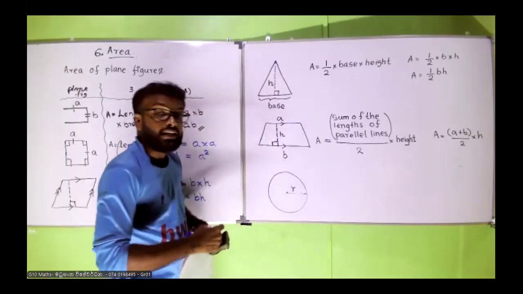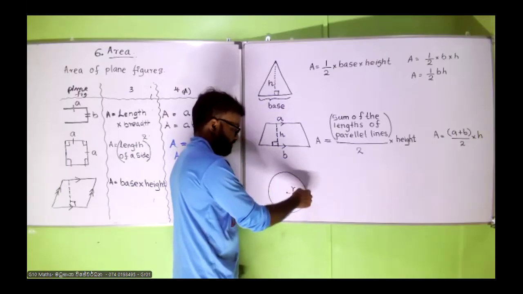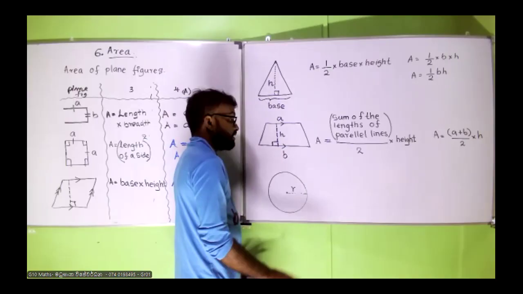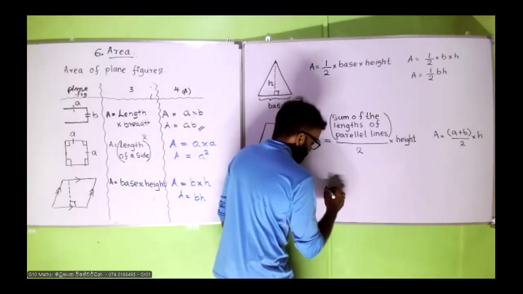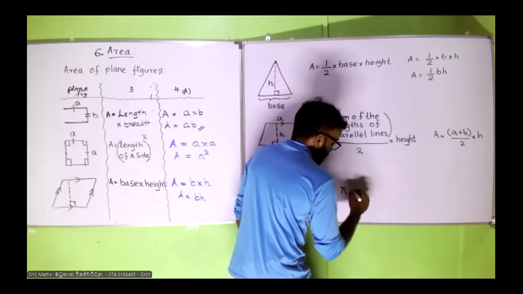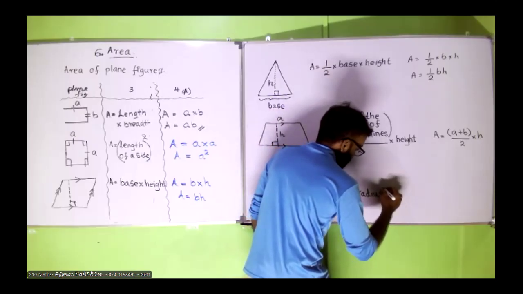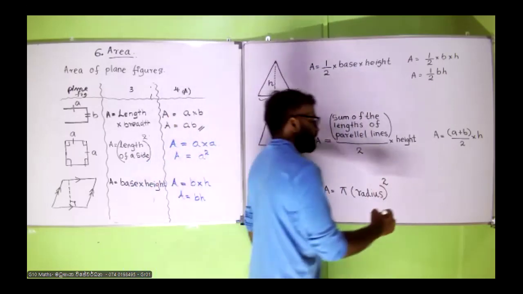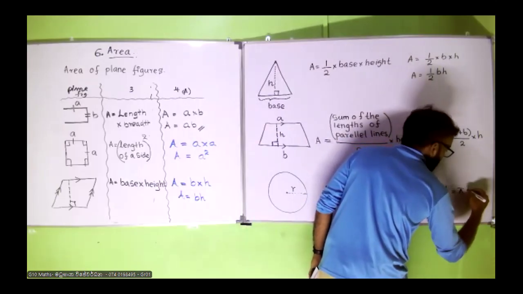So this is your radius. This is the center and this is the circumference. This is called the radius. Then how are we going to find the area of a circle? π into radius to the power 2. We can write it as a formula: A equals πr squared.